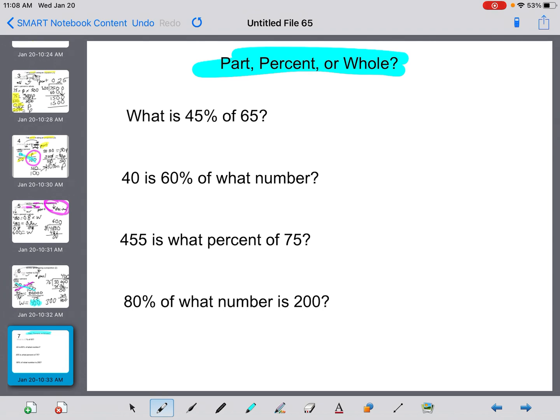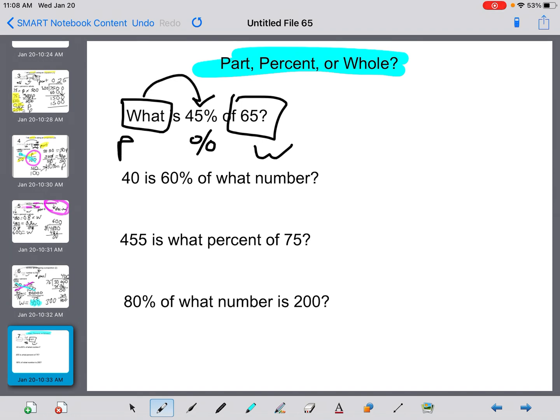What is 45% of 65? Well, obviously we already had the percent. The biggest question is really the part or the whole. So we're looking for that is, but we want to know what is 45% of 65. I have 65, so that's going to be my whole. But remember, what is? That is connects my part and my percent. So in this case, I need to figure out what's the part.